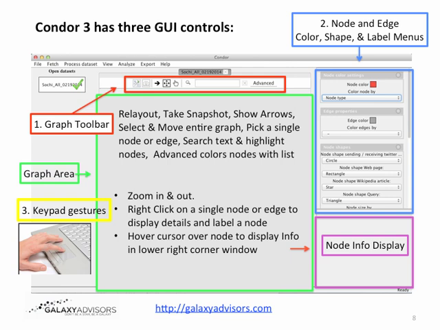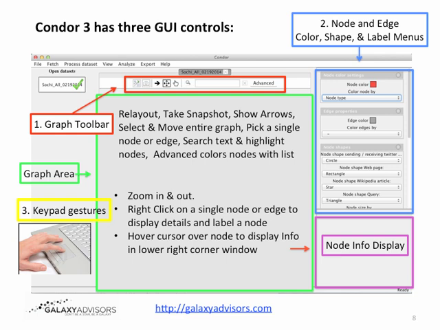After you view a menu, you're going to get the Condor 3 GUI controls at your disposal. The graph toolbar, indicated here in red, highlighted, gives you the ability to relay out the graph, show arrows, select and move the entire graph, pick a node or edge, search by text. A lot of sophistication there in the graph toolbar. You can then change the node and edge color, shape, and indicate different options for labeling with the side pick menus indicated in blue here.